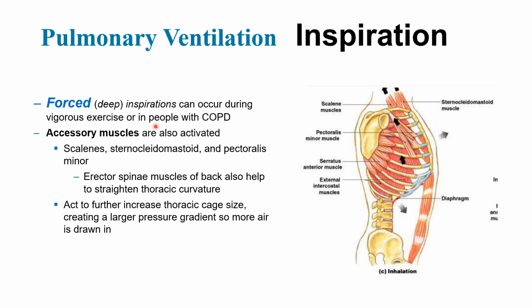And also in people who have a disease, COPD, it is an obstructive disease. In these conditions, the accessory muscles are also used for inspiration. And these are the accessory muscles for inspiration. They are scalenus, sternomastoid, and the pectoralis minor. Then sometimes erector spinae muscles of the back, they also help. And these muscles, they act to further increase the thoracic cage size, creating a larger pressure gradient, so more air is drawn in. So this is when there is forced inspiration, which happens in case of exercise or in people who have a lung disease.